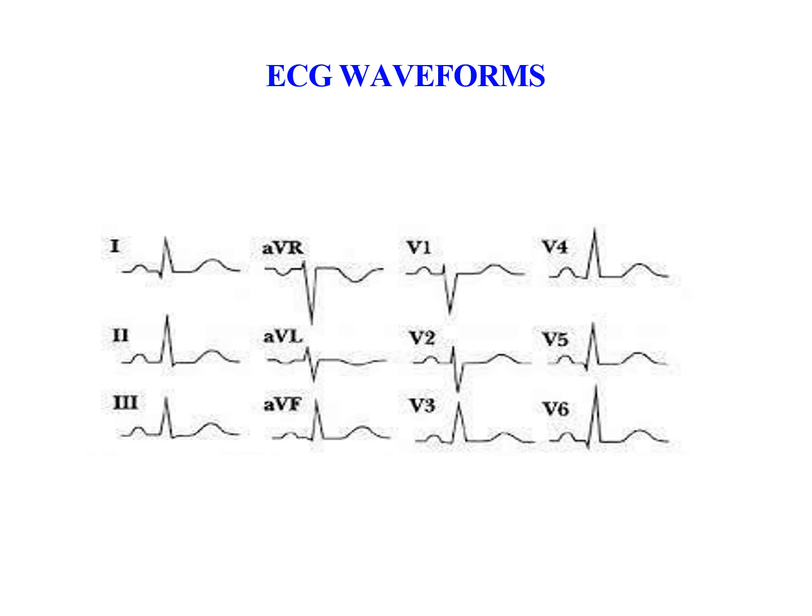This is the diagram of the ECG waveforms for leads 1, 2, 3, AVR, augmented vector right, augmented vector left and augmented vector foot, and chest leads V1, V2, V3, V4, V5, V6, shown in the figure.